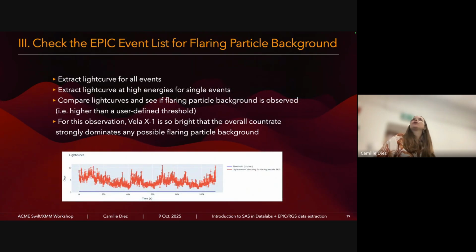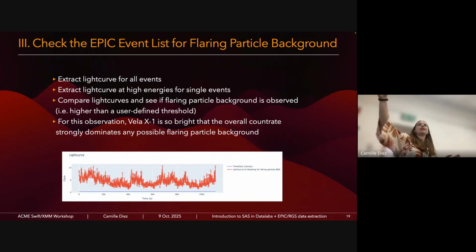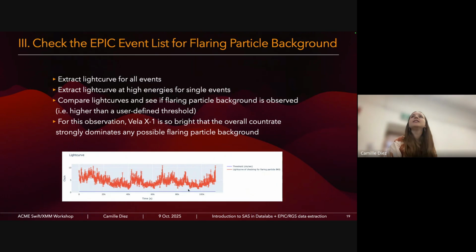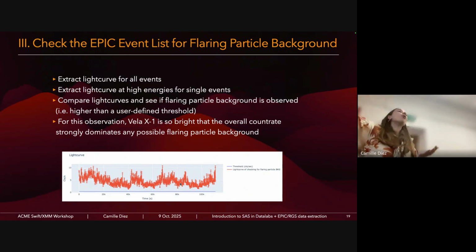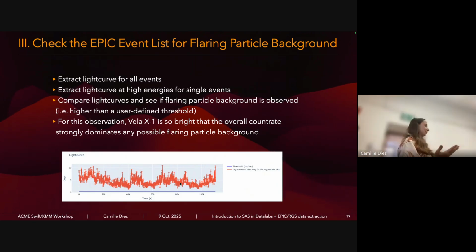Then we need to check for flaring particle background. For that, you extract your light curve, and you check if there are some flares happening, and then you filter them. You do it only at high energies, because in the case of my source, it is so bright. It's flaring all the time. In the end, I don't think I needed to filter for flaring particle background, because here in blue is the threshold that is set by default, and here in red is the data. So I will not filter out all of the data. It's not all flaring particle background. It's just that my source is super bright.